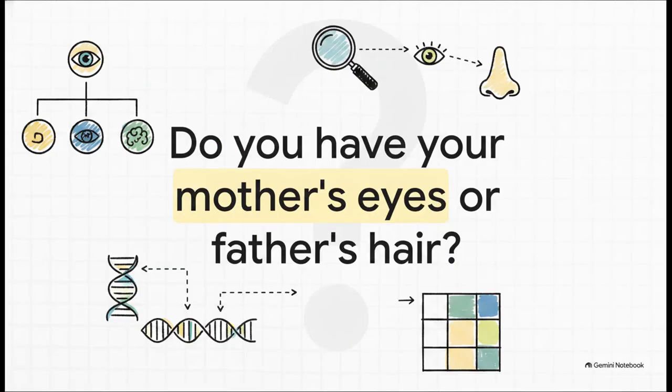But before we dive into the heavy science, take just a second and think about your own family tree. Do you have your mother's eyes, maybe your father's hair type, or maybe your grandparents' nose shape? For this explainer, I want you to think of yourself as a trait detective. You see, the similarities and the differences you share with your family members aren't just random chance, not at all. They're actually the result of very specific genetic patterns that we can completely map out.